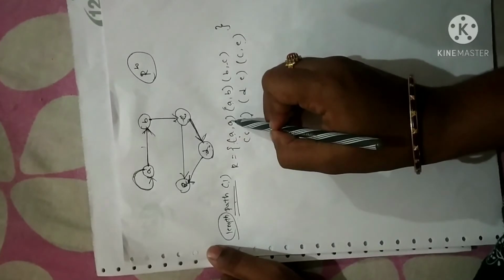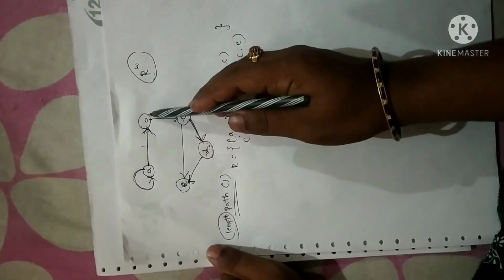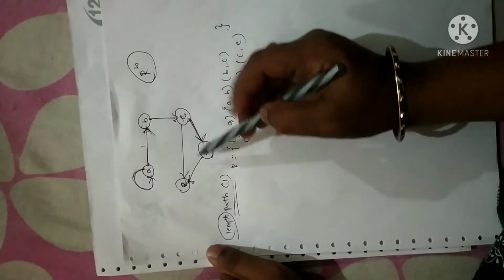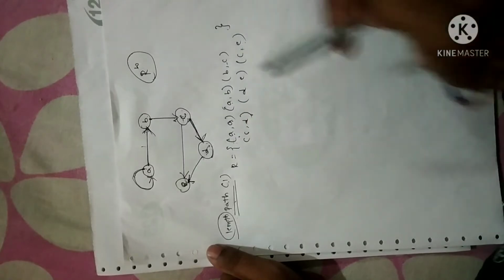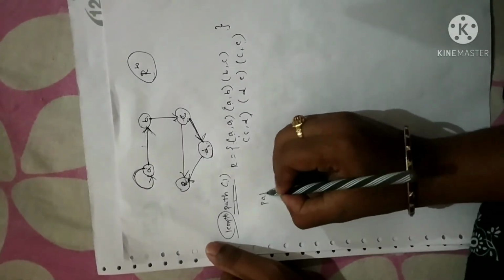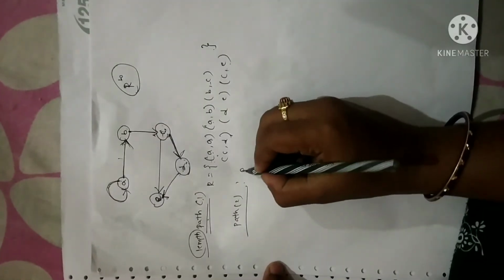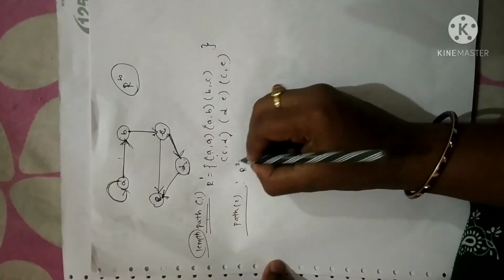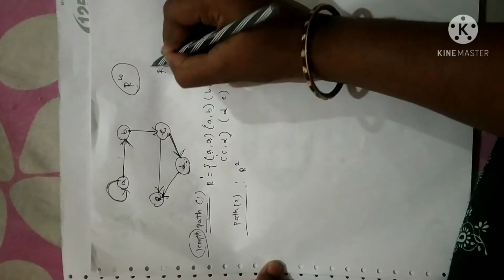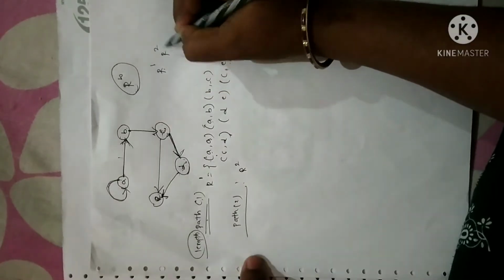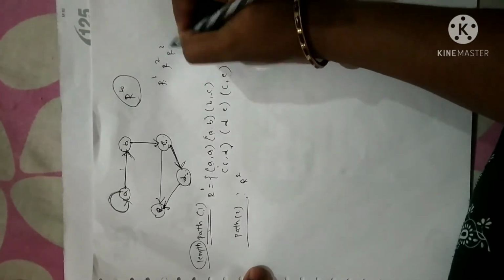So A to A is a path of length 1. A to B is also of length 1. B to C is 1. C to D 1. D to E 1. Again C to E 1. Now let me make a list of paths of length 2. Let me take these as R1, R2. When I write R power of n, R1 represents paths of length 1, R2 represents paths of length 2, R3 represents paths of length 3.